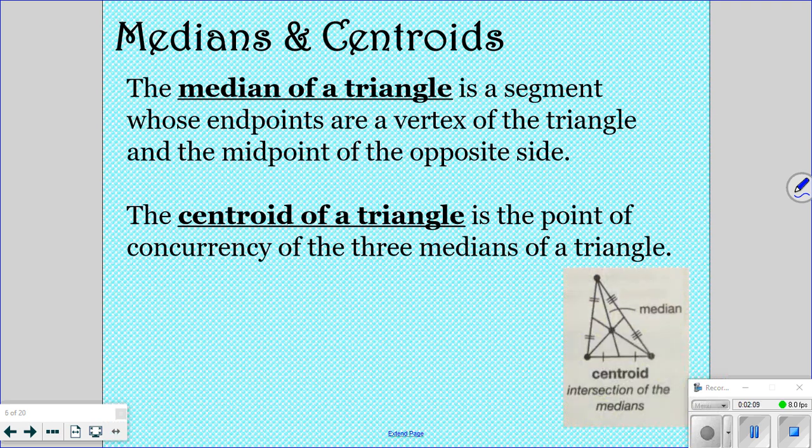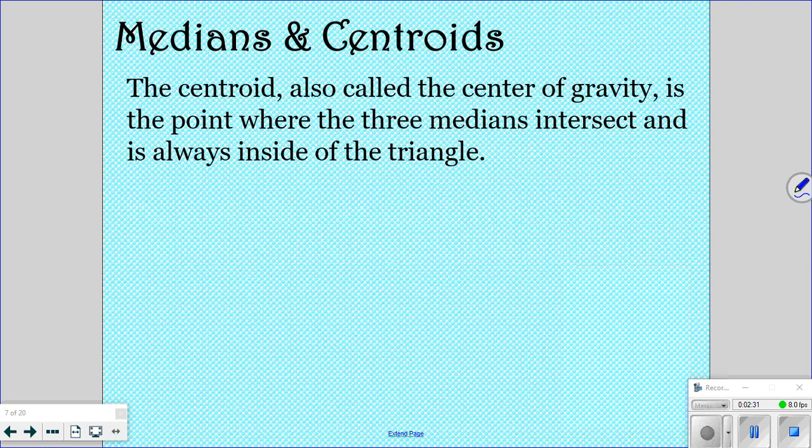So there's the picture. These are our medians. They all start at a vertex and go to the midpoint of the opposite side. So those three lines are medians. And then this point here is the centroid, and that's where the three medians intersect. So you need to learn that the medians intersect and form the centroid. The centroid is also called the center of gravity, and it's the point where all three medians intersect, and it is always inside of your triangle. It is always going to be on the inside.